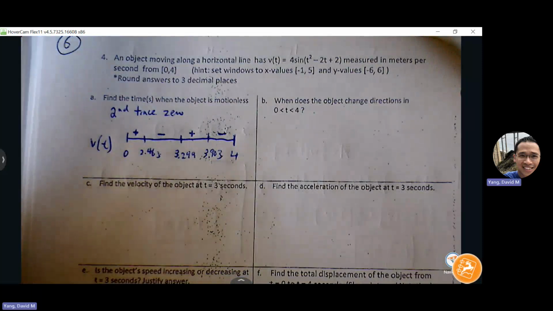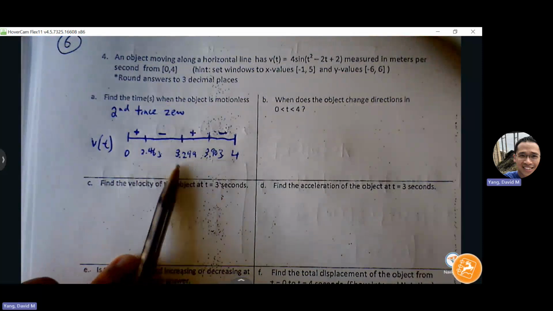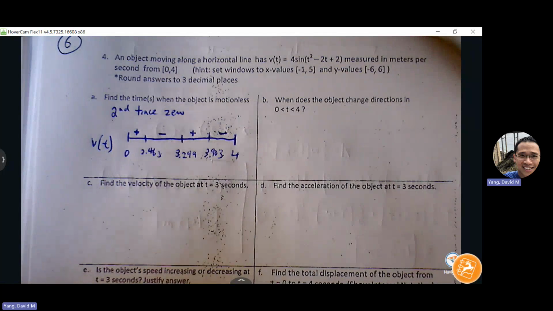So find the times when the object is motionless. We can just say at t equals 2.463.